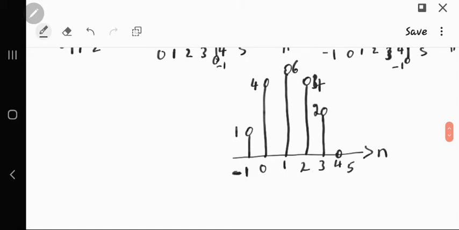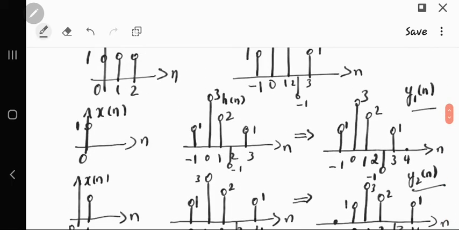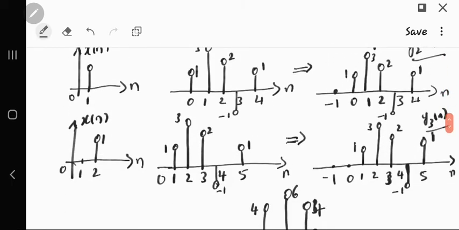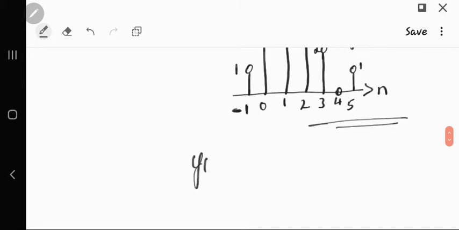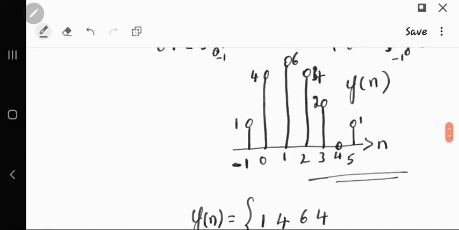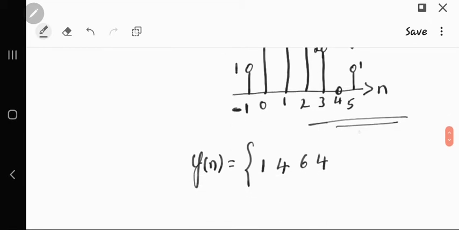Coming to index 5. Here we have 0 at 5. Here also we have 0 at 5. No signal here. And here we have 1. So 0 plus 0 plus 1 you will get 1. So this is our final plot y of n, and we can also represent in this way. Y of n is equal to 1, 4, 6, 4, 2, 0, 1, the amplitudes, and the origin is this one.